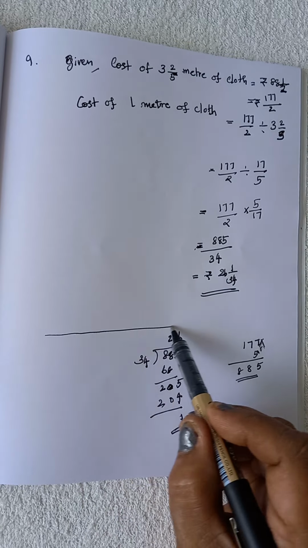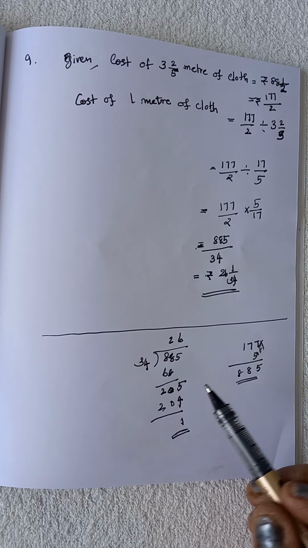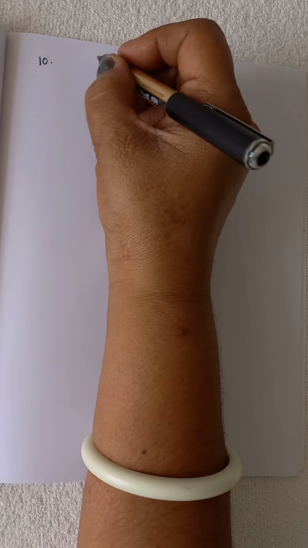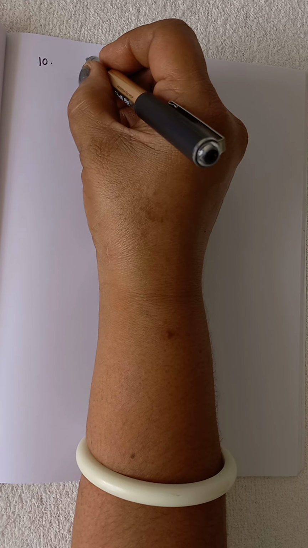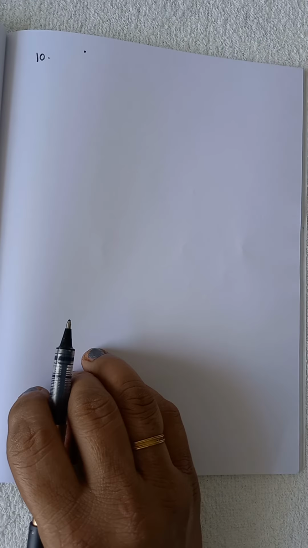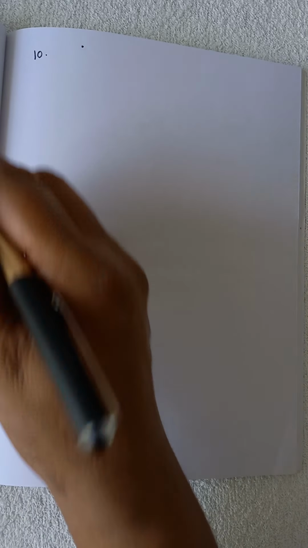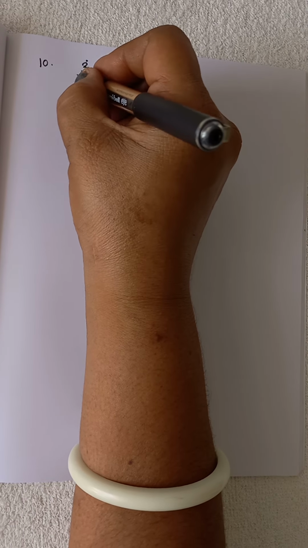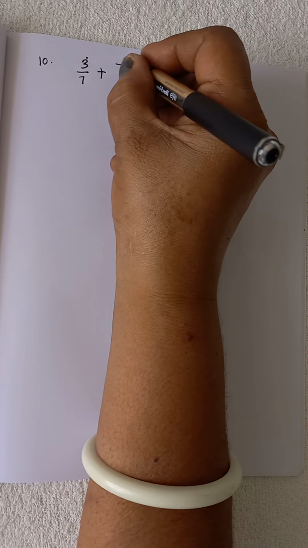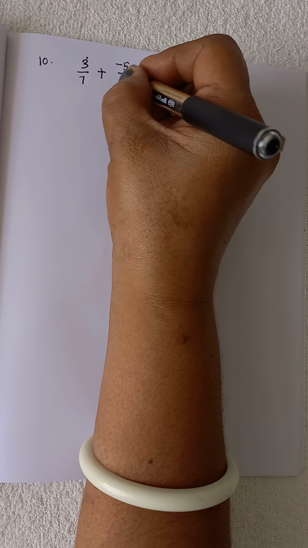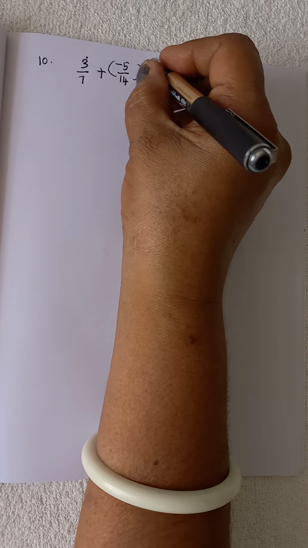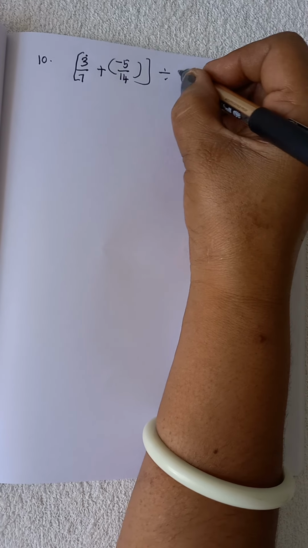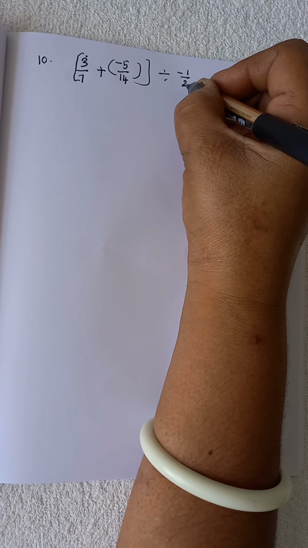26 and 1 by 34. Now the next question is 10. The question is, divide the sum of 3 by 7 and minus 5 by 14 by minus 1 by 2. So the sum of what? 3 by 7 and minus 5 by 14. So we can put this in one bracket. Then we have to divide that by minus 1 by 2.